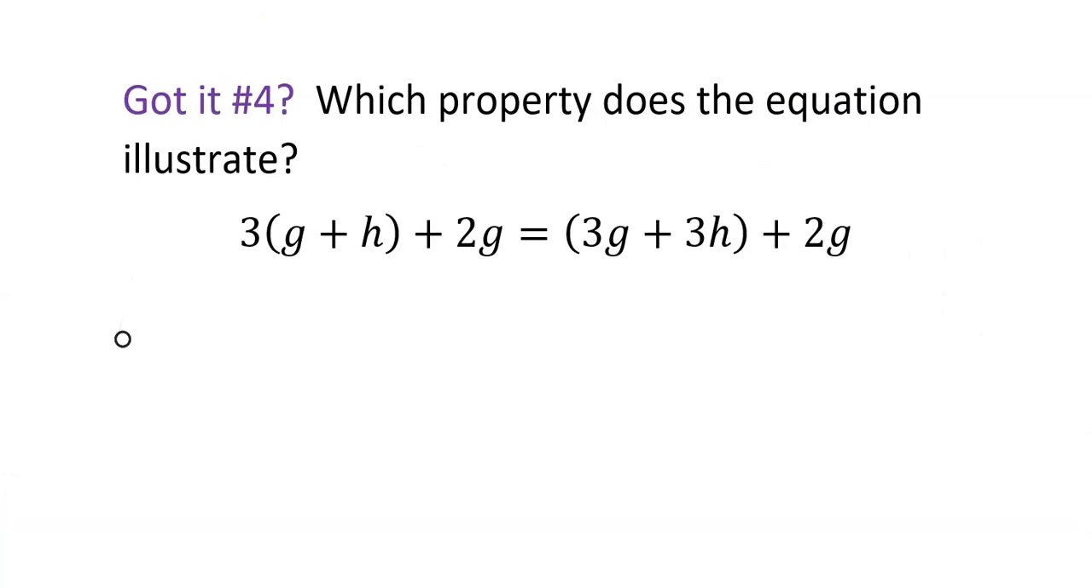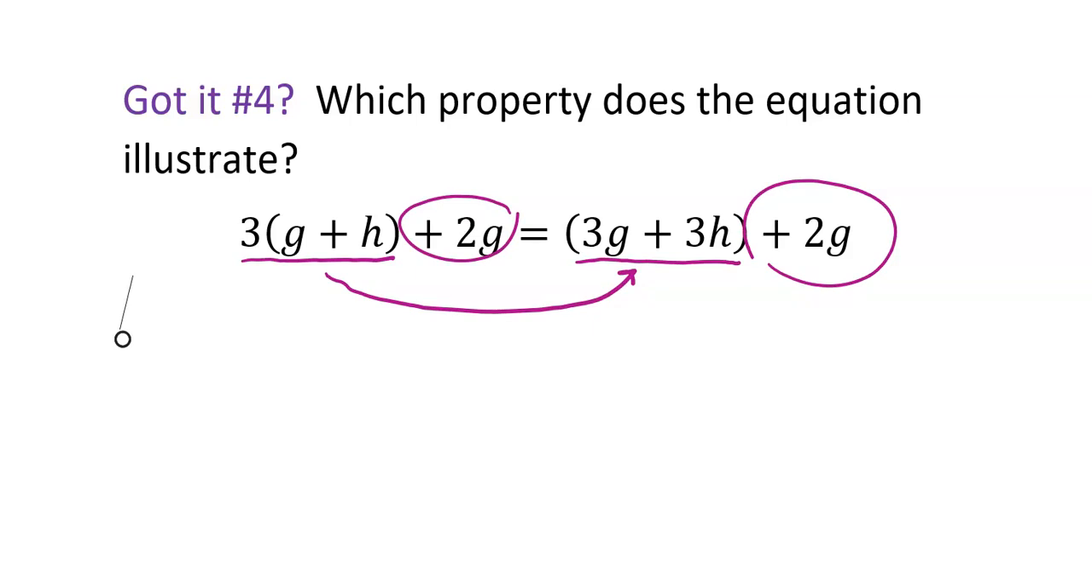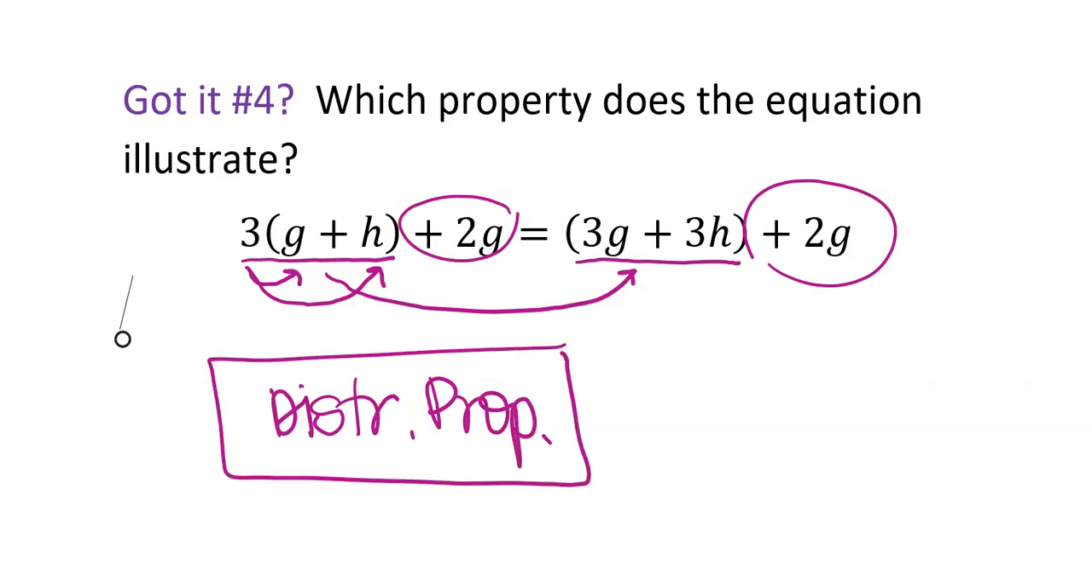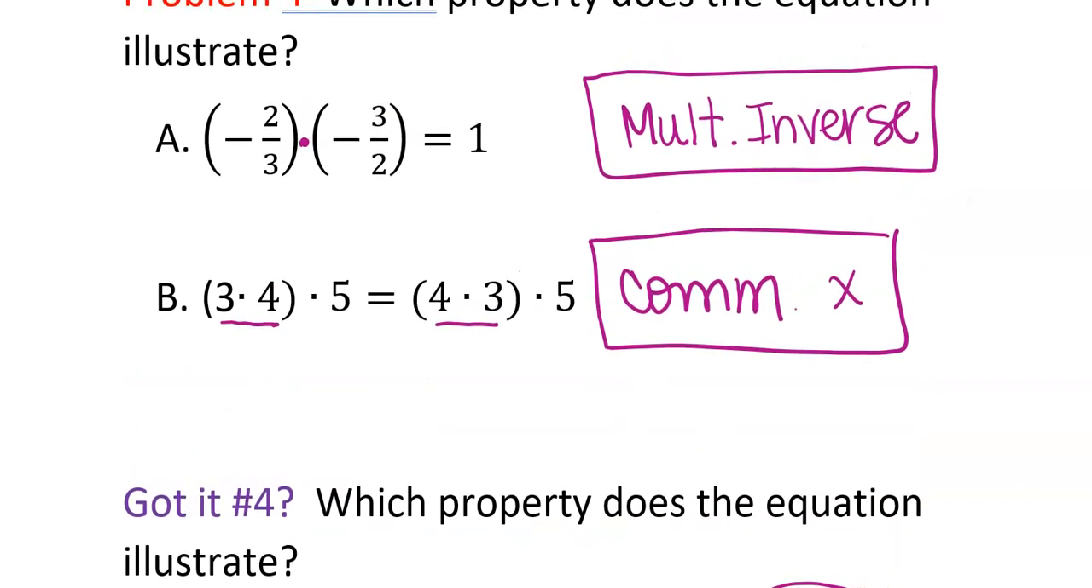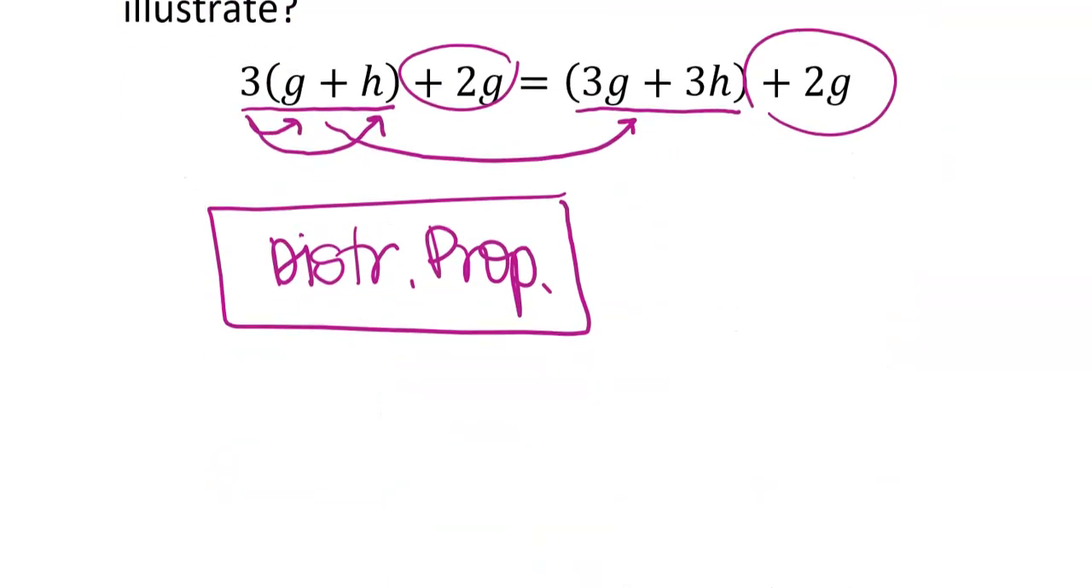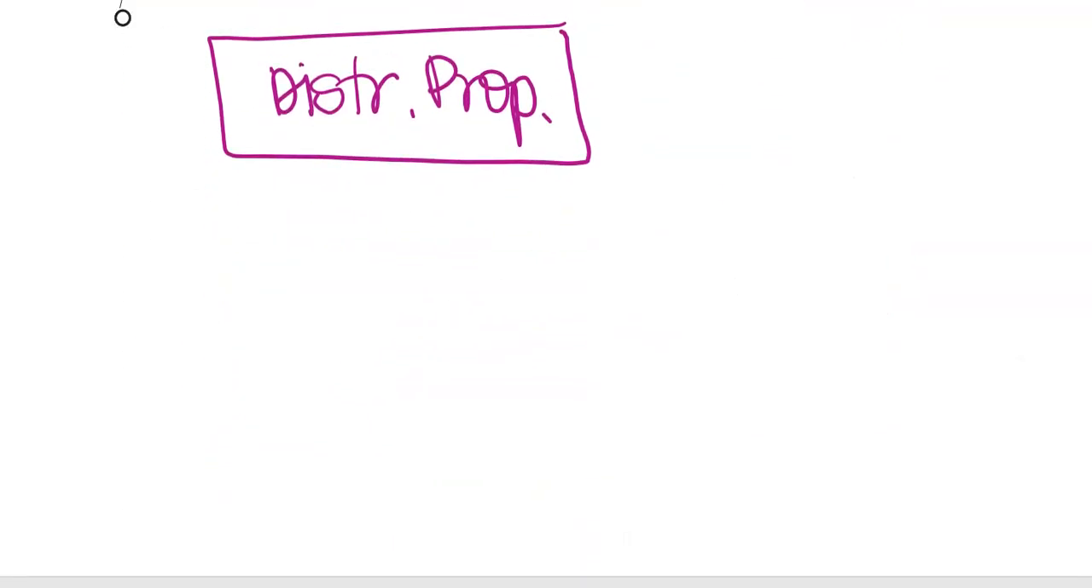Which property does the equation illustrate? Notice right here, this part turns into that part. The 2g remains the same. So how do they go from here to there? They multiplied 3 times g, they multiplied 3 times h, and that is the distributive property. Distributive property doesn't have multiplication or addition, so you just leave it just like that. The others up here, you have to say what does it belong to, multiplication or addition, and then what property does it go with. Please review and practice. Bring questions for tomorrow.